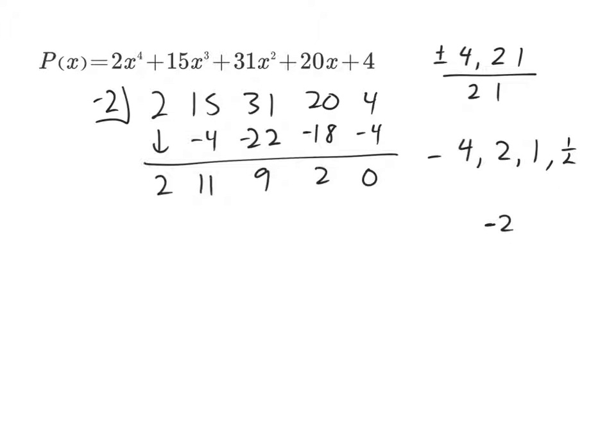Now, I don't want you to think that this is an upper bound. In order for something to be an upper bound, if you have a lower bound and an upper bound, the upper bound needs to be bigger than 0. And this is not bigger than 0, so it cannot be an upper bound. Even though it looks like it could, mainly because these never change signs, just remember, this is not positive, so it can't be an upper bound. So this factors out to be x plus 2, and then 2x cubed plus 11x squared plus 9x plus 2.